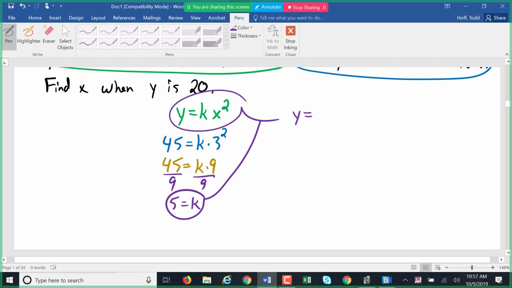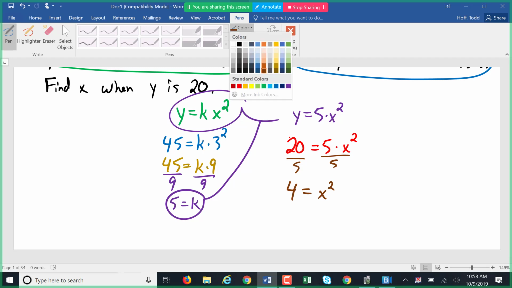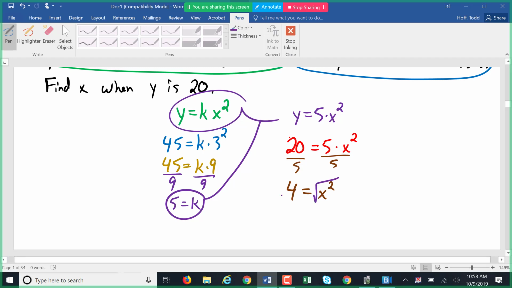So our equation is y equals 5 times x squared. And this next part I did a little differently as well. Instead of giving you x, I gave you y. Find x when y is 20. So I'll put 20 in there for y, and I'm looking for x. I've got to divide by 5 to get 4 equals x squared. Then we square root. 2 equals x. Now the question is, could it be a negative 2? Yes, it could.